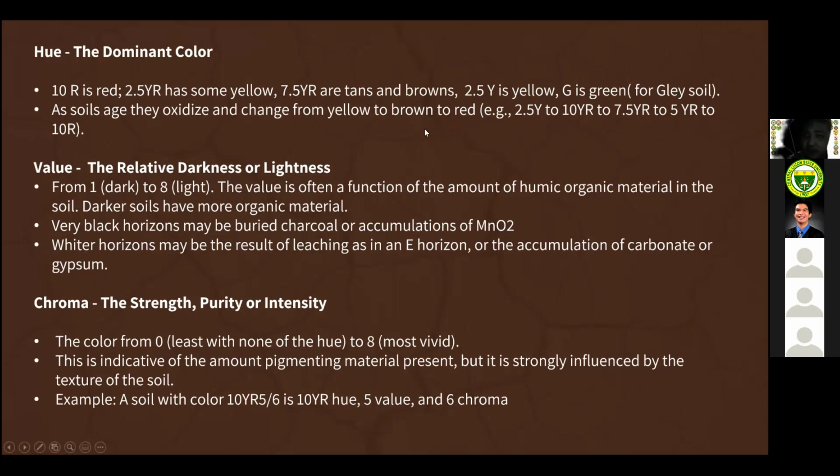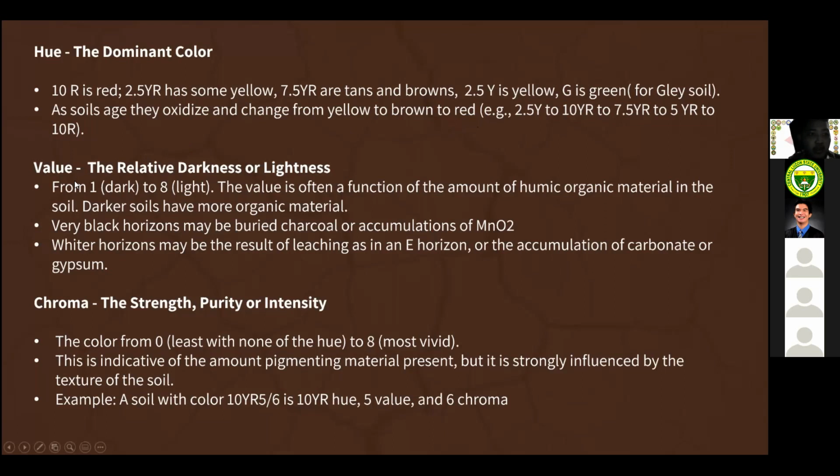So karaniwan, di ba, yung color ay ginagamit natin sa soil profiling. So ibig sabihin, pag naging red yung color natin, they are in a later stage na ng weathering process. Nalulus na yung mga basic cations kaya nagiging red na or nagiging acidic.